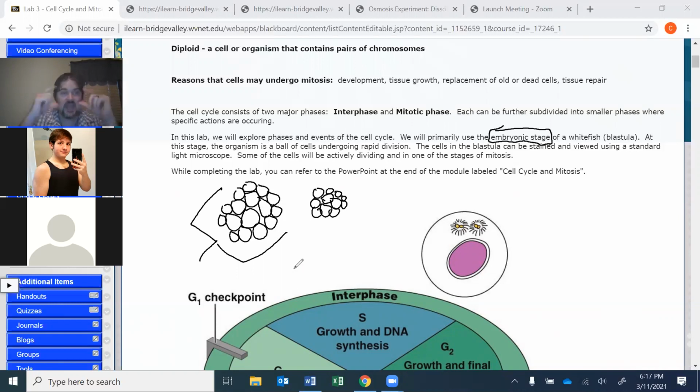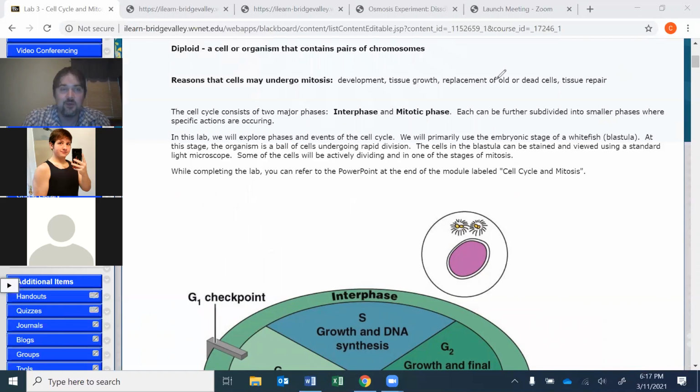And so when you take a snapshot of a ball of cells, most of those cells are just in interphase. They're not doing anything, but every once in a while, you'll find a cell that is in one of the stages of mitosis, and you can use it to look at it. So we actually use whitefish slides. They're kind of like one of the go-to slides to teach mitosis with animal cells.